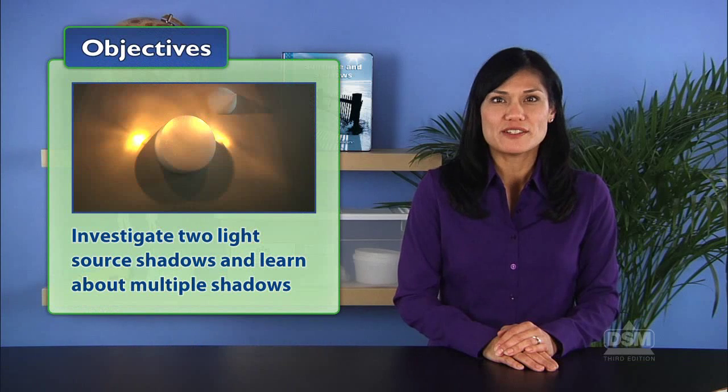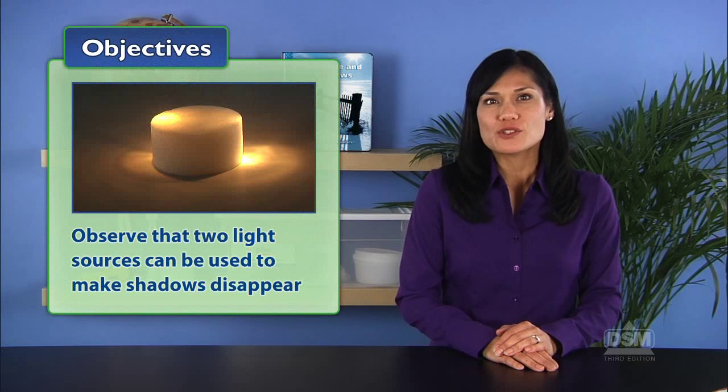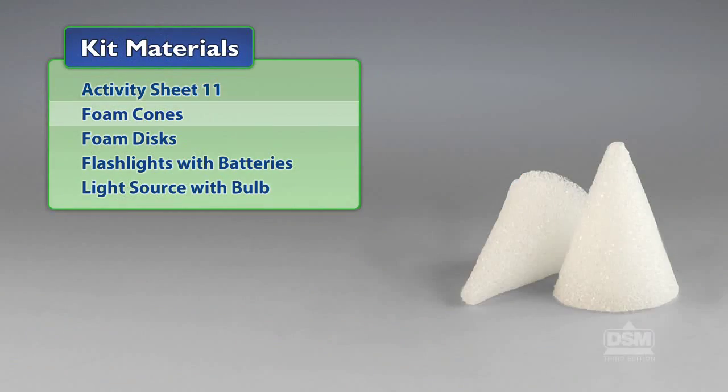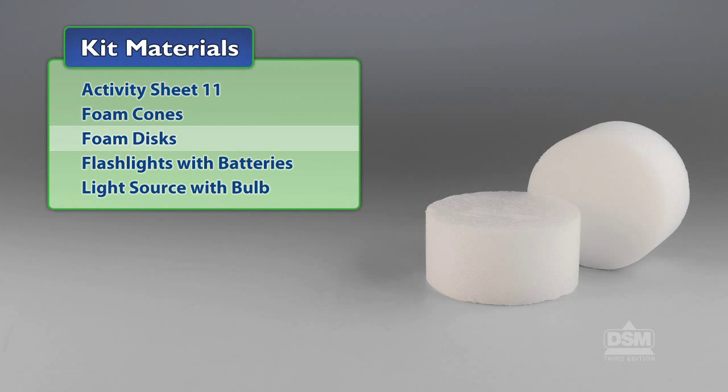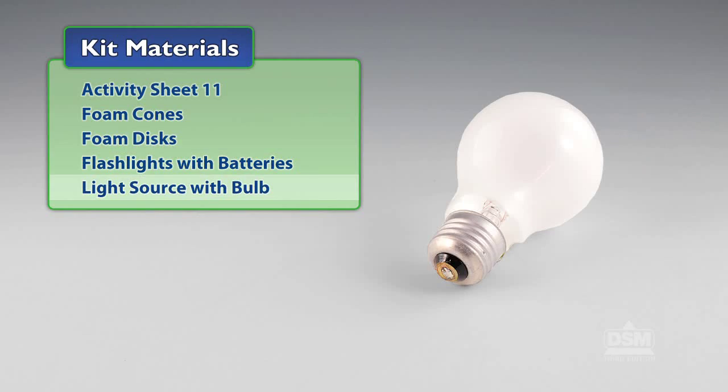In Activity 11, Shadows from Two Lights, students investigate shadows with two light sources and explore ways to create multiple shadows. Students then observe that two light sources can also be used to make shadows disappear. You will need the following materials from the kit: Activity Sheet 11, foam cones, foam discs, flashlights with batteries, and a light source with a bulb.